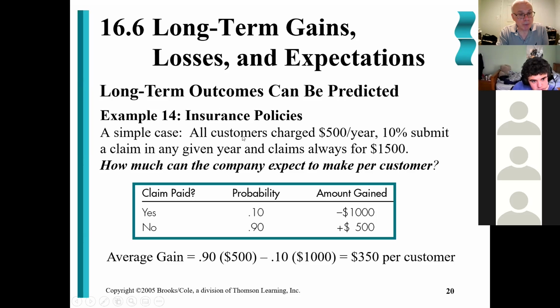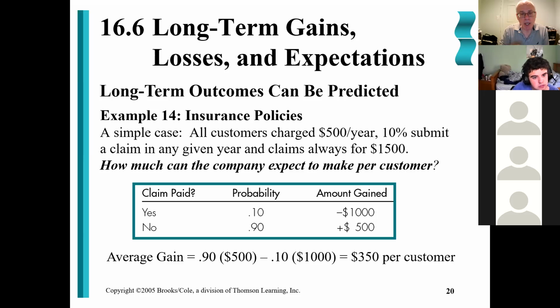This has to do with insurance. So suppose customers are charged $500 per year. All right, all customers are charged $500 per year. 10% of these customers, let's say over the long term, typically submit a claim. And let's just, for simplicity, say that every time they submit a claim, there's a 100% chance they'll be paid $1,500, right? This is a far-fetched example, but suppose this is the case. So there's a 10% chance that they're going to submit a claim and the claim will be paid, and it'll be paid $1,500. And the $1,500 goes from the insurance company to the customer.